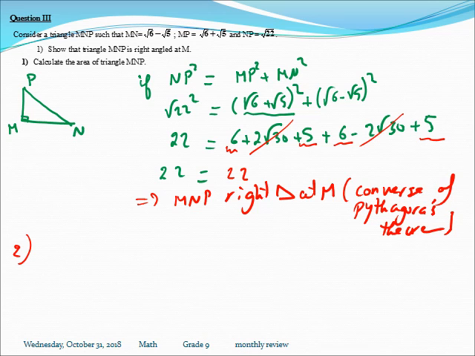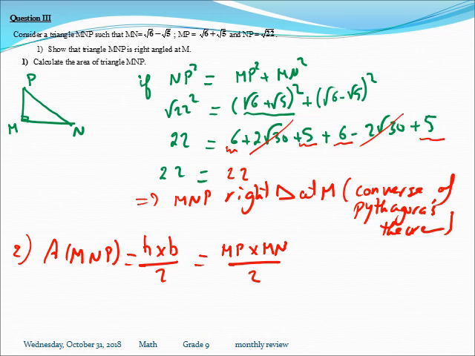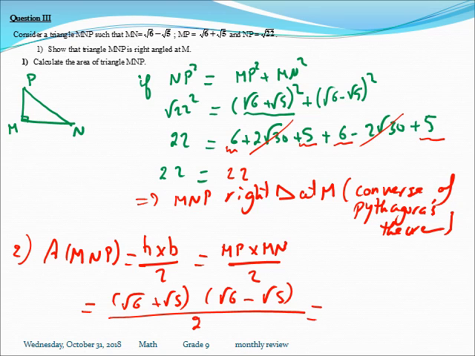Number 2. Calculate the area of MNP. The area of a triangle equals height times base over 2. The height MP times MN over 2 equals radical 6 plus radical 5 times radical 6 minus radical 5 over 2, which equals 6 minus 5 over 2, equals 1 over 2 unit squared.